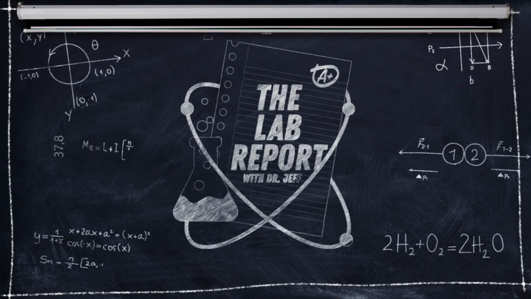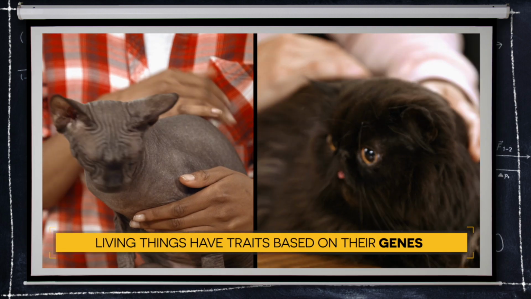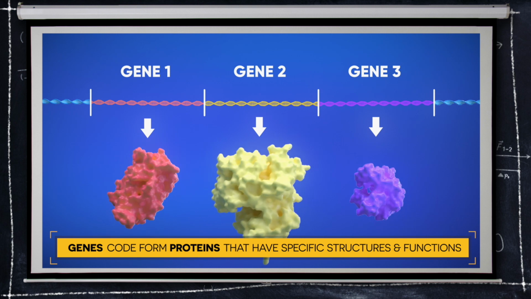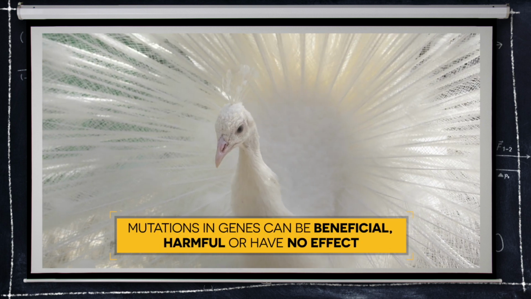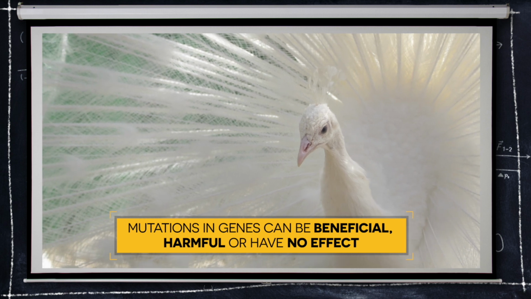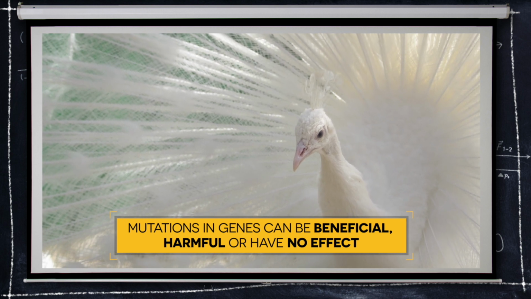Today on the Lab Report, we'll learn that living things have traits based on their genes. That genes code for proteins that have specific structures and functions. And mutations in genes can be beneficial, harmful, or have no effect.